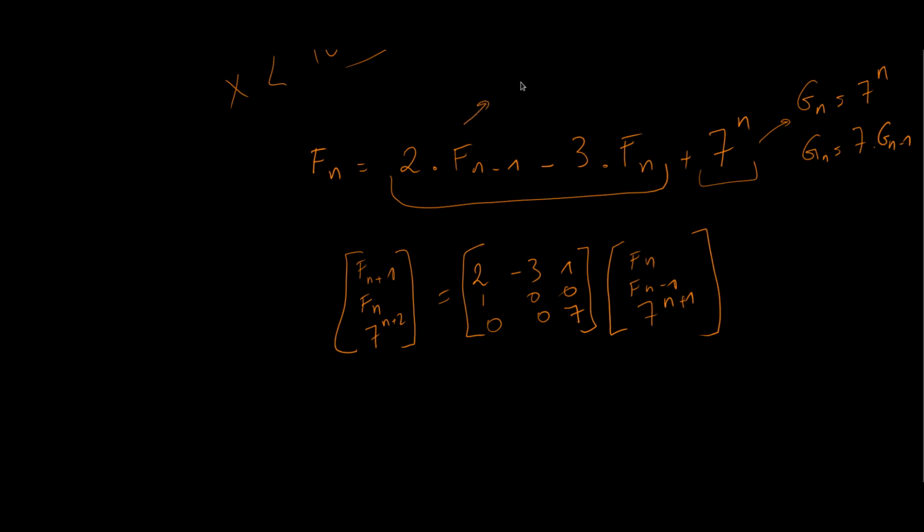So here, for example, if I gave the initial conditions that f of 1 is equal to 1 and f of 0 is equal to 0, for example, I'll just know to start here with 1, 0, 7 raised to the square, and then I'll just keep multiplying by this matrix to get all the values I want.